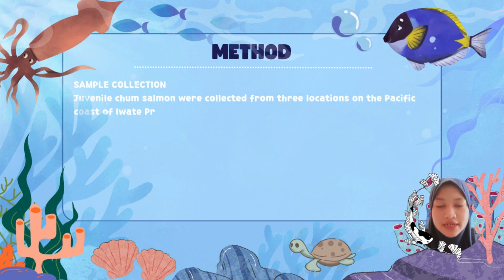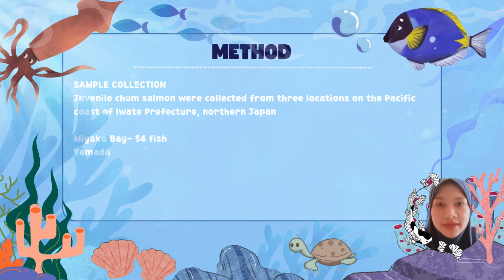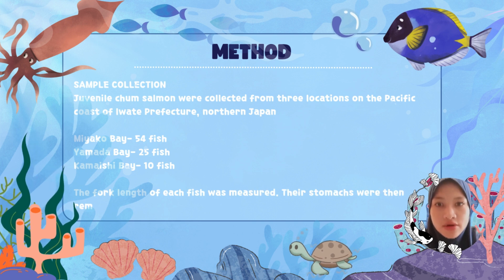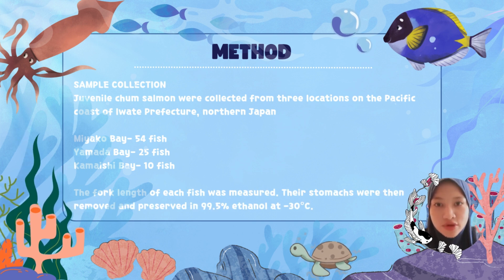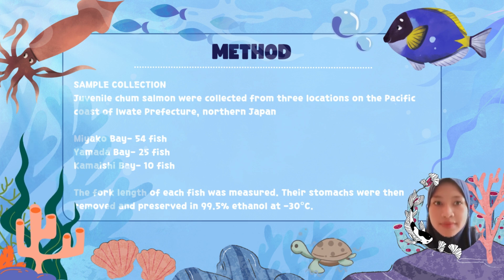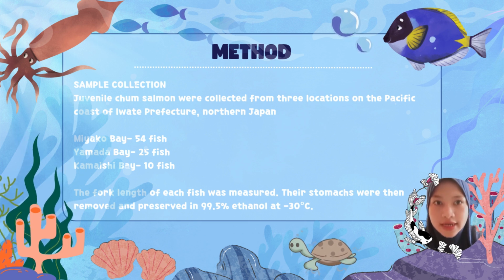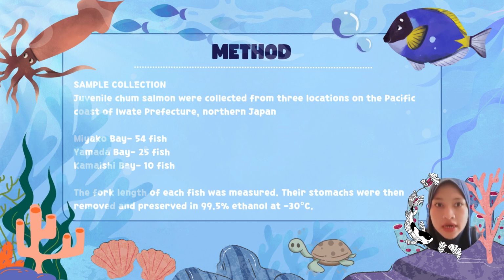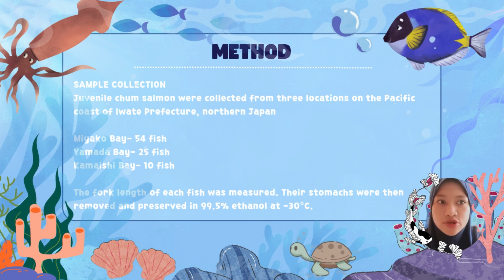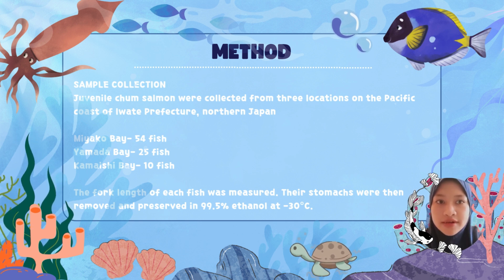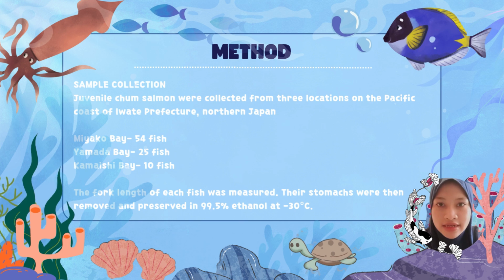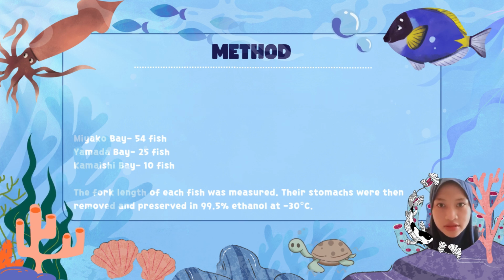First, we have sample collection. Juvenile chum salmon were collected from 3 different locations on the Pacific coast of Iwate Prefecture, northern Japan. We have Miyako Bay, 54 fish, Yamada Bay, 25 fish, and Kamaishi Bay, 10 fish. Then, the body length of each fish was measured. Their stomachs were then removed and preserved in 99.5% ethanol at negative 30 degrees Celsius.